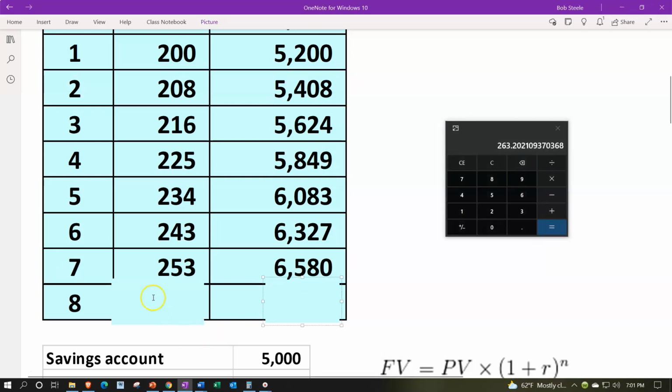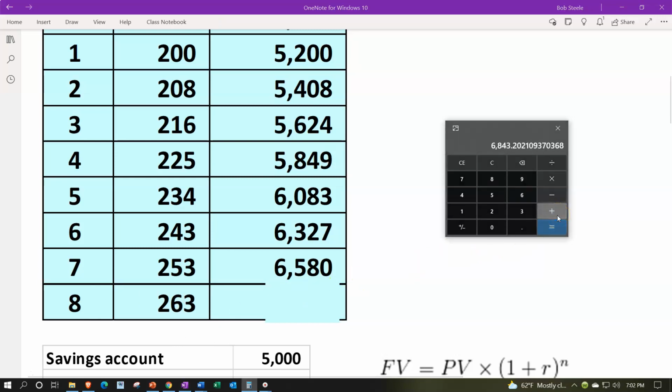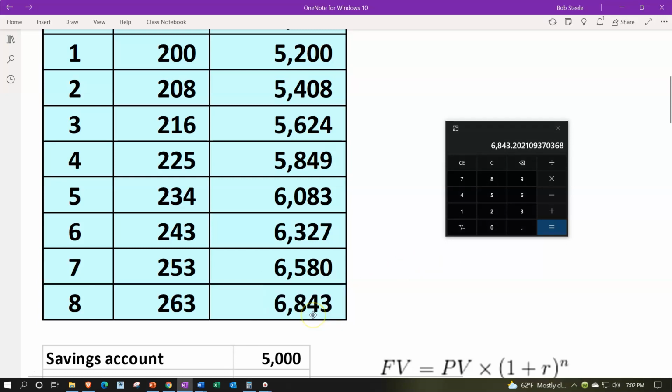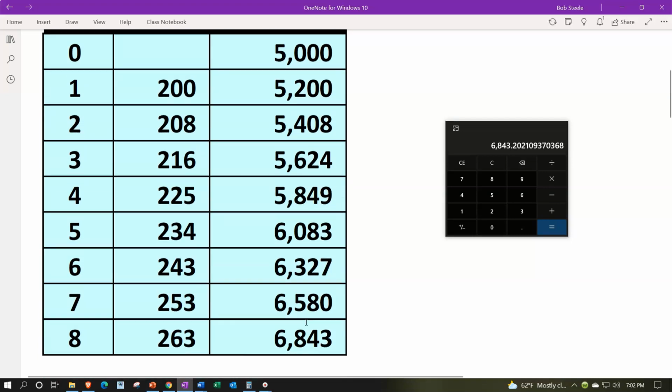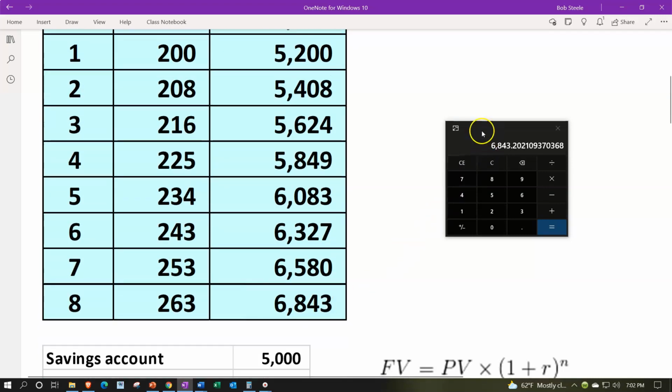One more time, last round. 0.04 is going to give us the 263, and we're going to add that then to the 6580, which is going to give us about the 6843 about. So the ending point after 8 years, not having entered anything else, but just the compounding of the interest, takes us from the 5,000 to the 6,843.